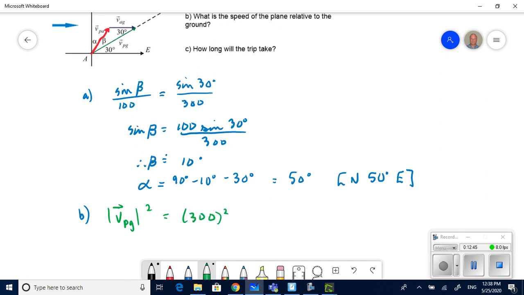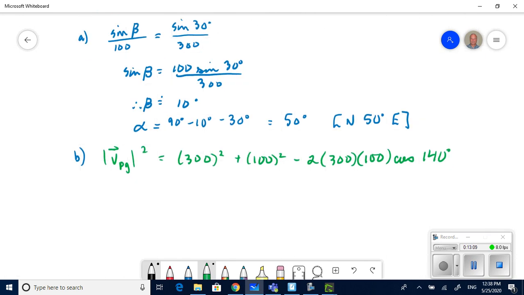So I've got my closed system, the vector system is 300 squared plus 100 squared minus 2 times 300 times 100, and then the cos of this angle right here, and I think this angle right here is 30 and 10 is 40, take away from 180, I've got 140. I should be able to find all of this calculation. Then I've got to take the square root of that whole expression here.